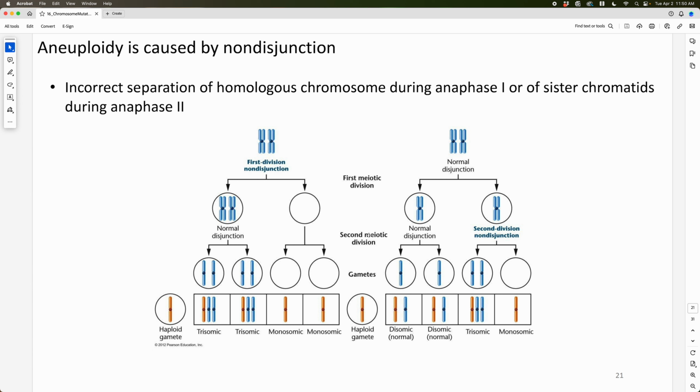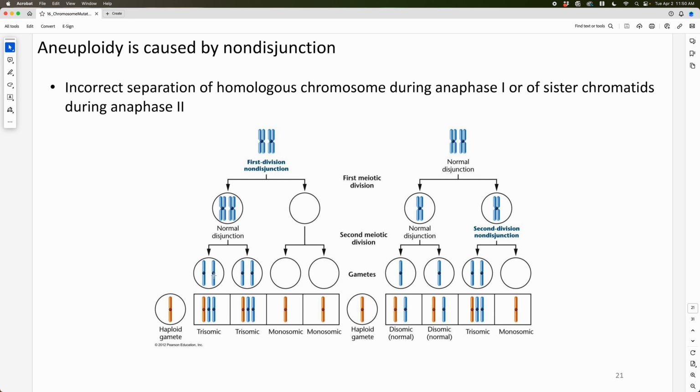Then we have the second round of meiotic division. We've got our non-disjuncted offspring cells from meiosis 1 undergoing meiosis 2. So here again we have the separation of the sister chromatids, and this would lead to two daughter cells that have two sister chromatids each, coming from those two homologous chromosomes.